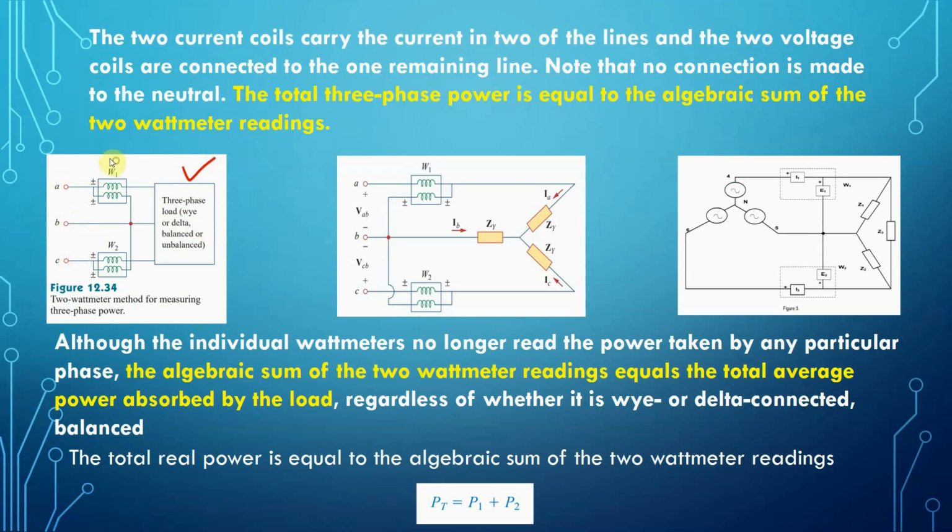So here is the connection. We are using wattmeter 1, where in line A we have to connect the current coil, and between A and B we have to connect the voltage coil.